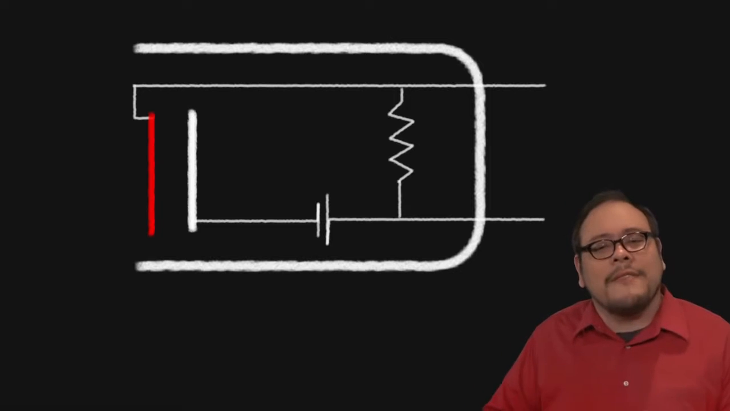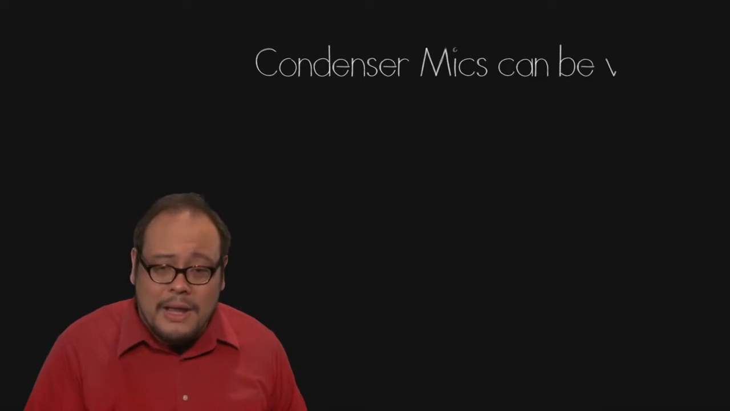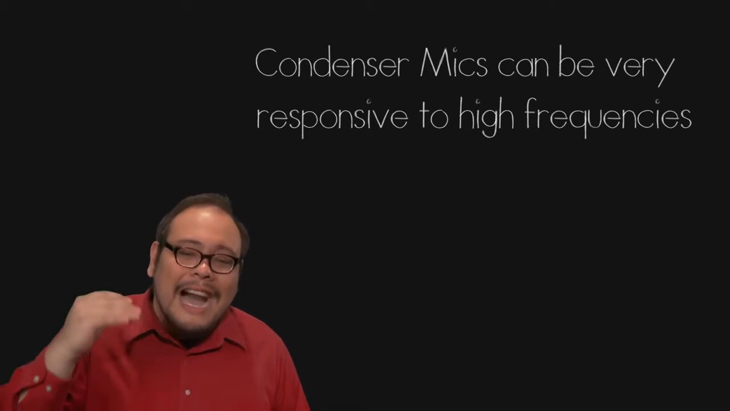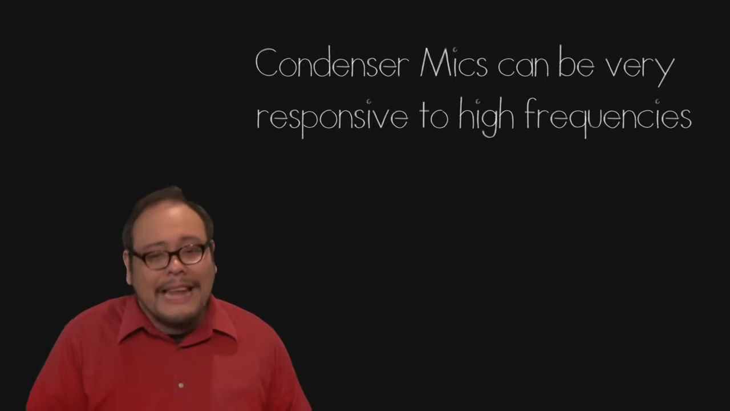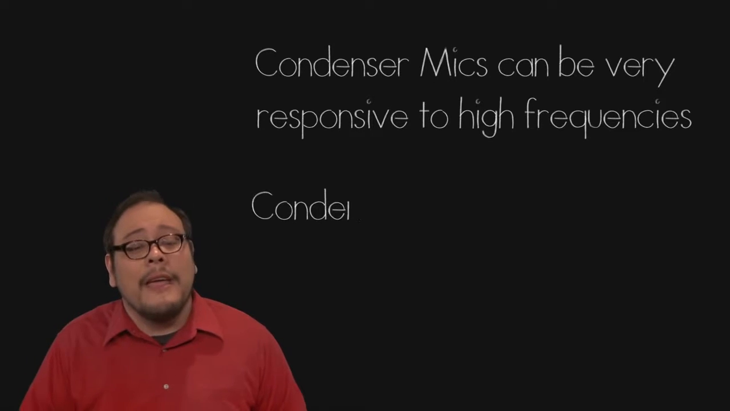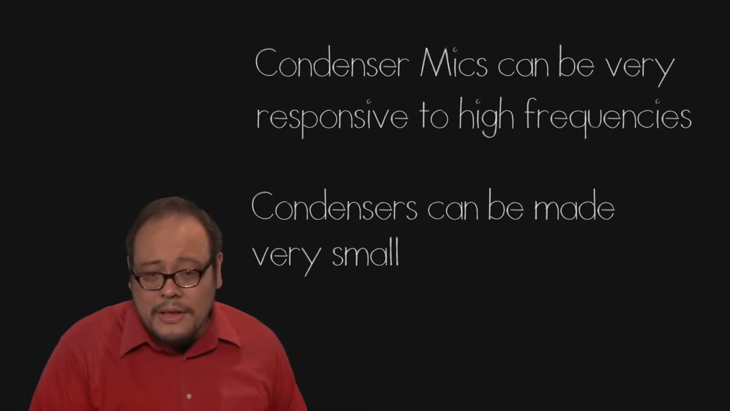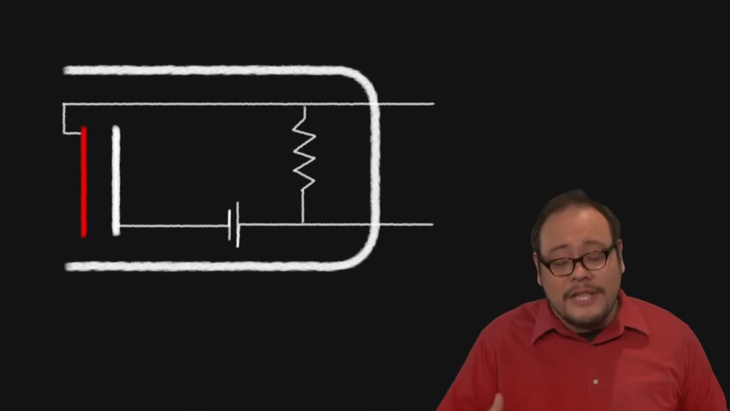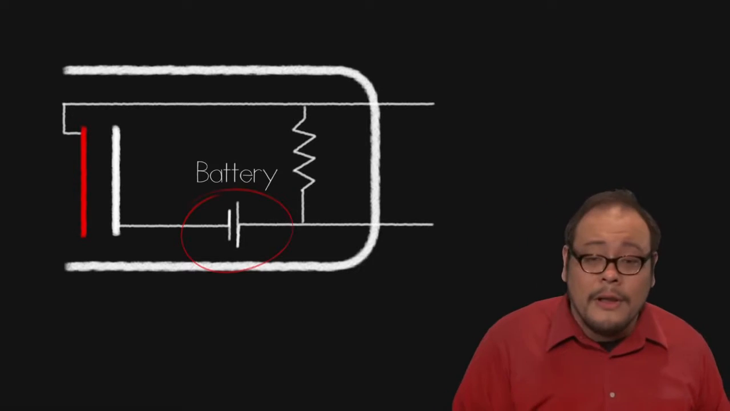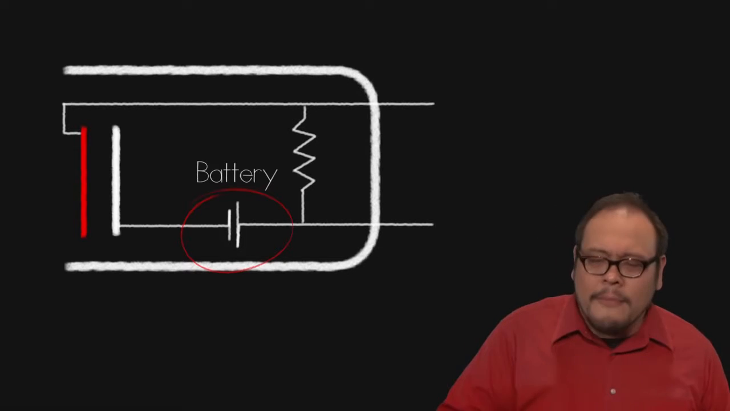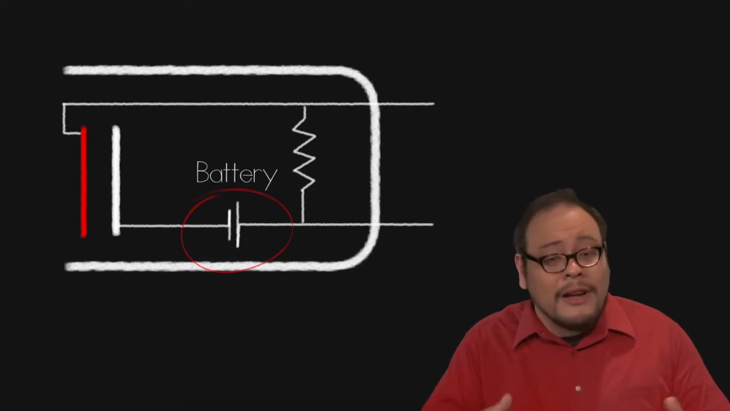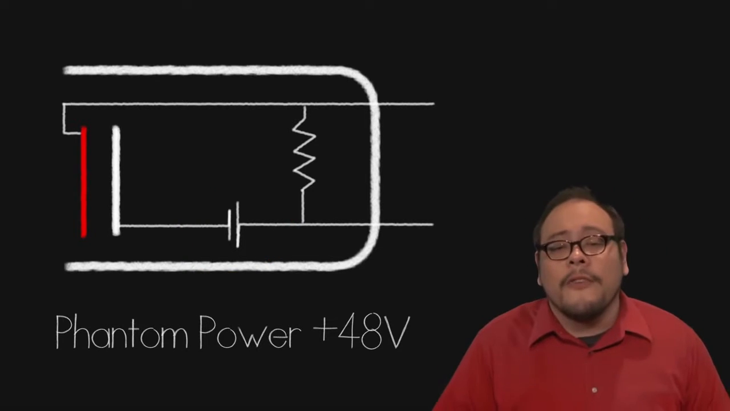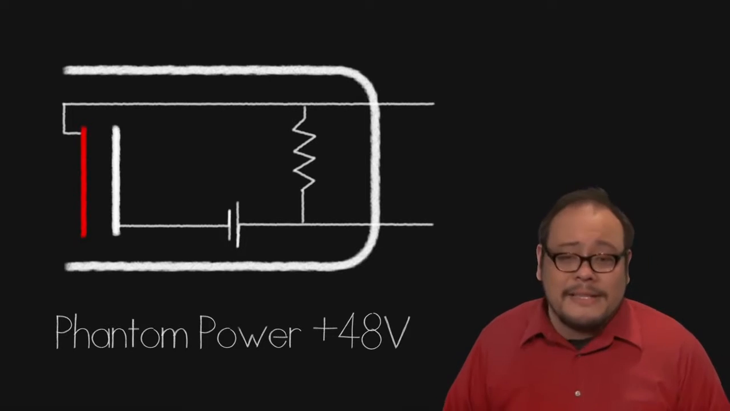Now, the advantage of condenser microphones is their response. Because you're not moving a coil, condensers can be more responsive in the high frequencies. And because we don't have any magnets, condenser microphones can be made very, very small. Because condensers work with electrically charged plates, they require some sort of outside electrical power. Some microphones have the option of an onboard battery, while all condenser microphones can utilize something called phantom power, which is plus 48 volts from an audio recording machine or a mixing board.